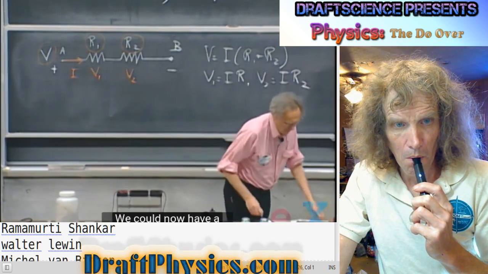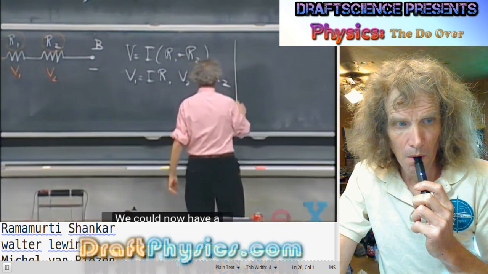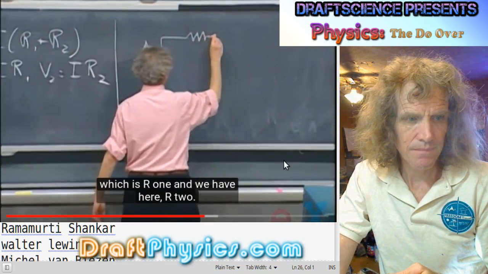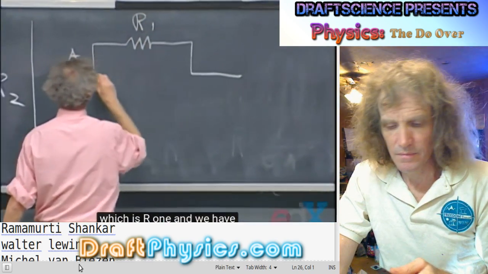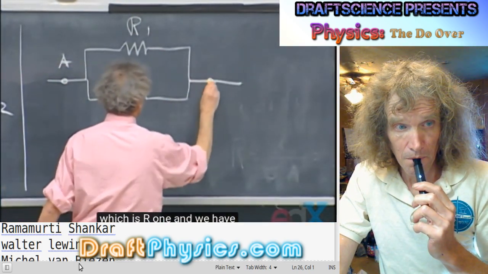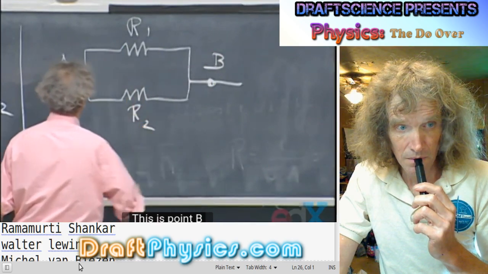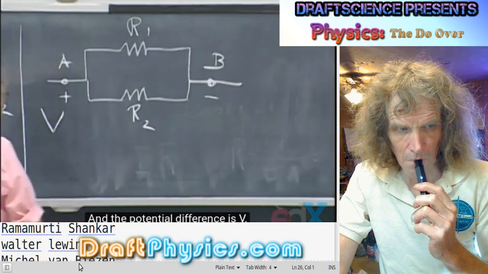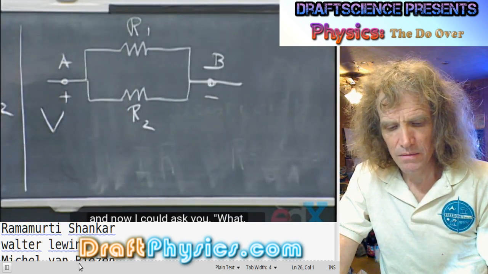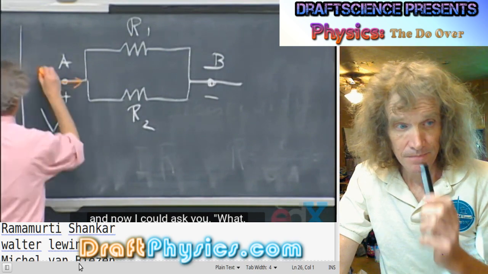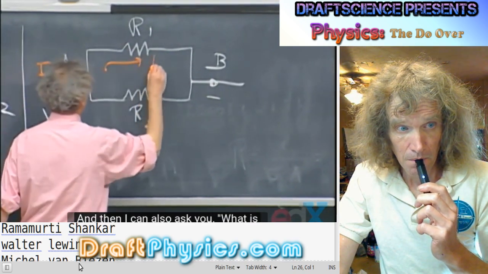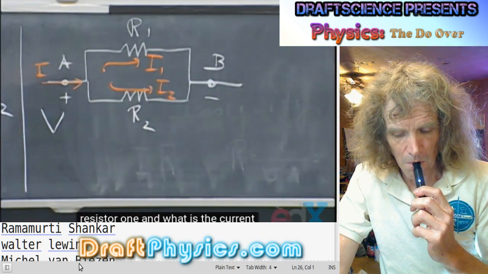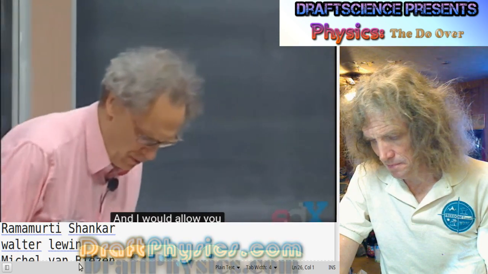We could now have a slightly different problem, whereby point A is here. But now we have a resistor here, which is R1, and here R2. This is point B. The potential difference is V, again given. Now I could ask you, what is the current that will flow here? And I can also ask what is the current that goes through resistor 1 and what is the current that goes through resistor 2. And I would allow you to use Ohm's law.